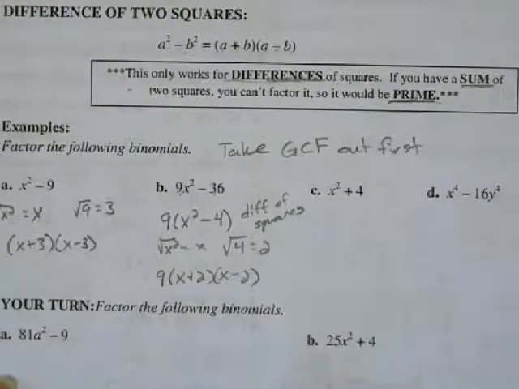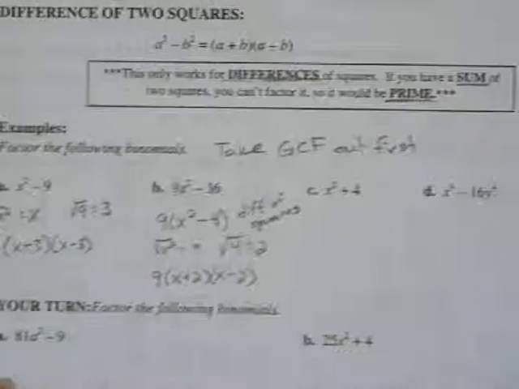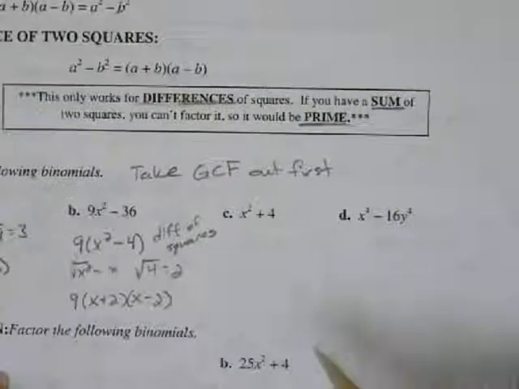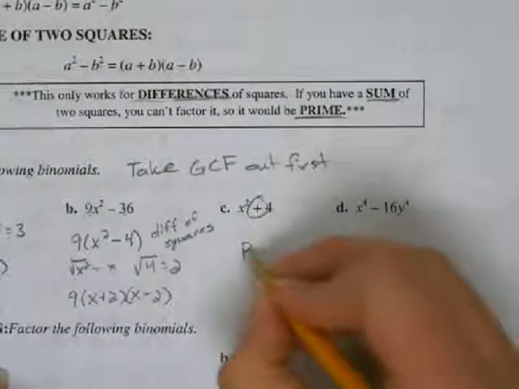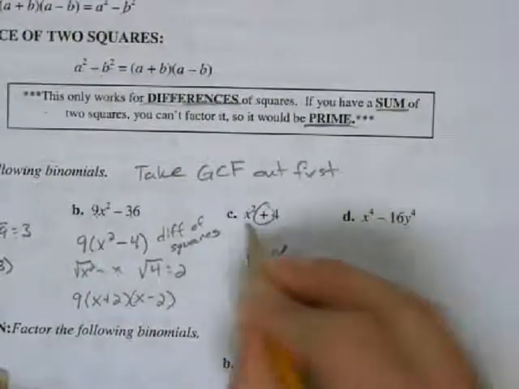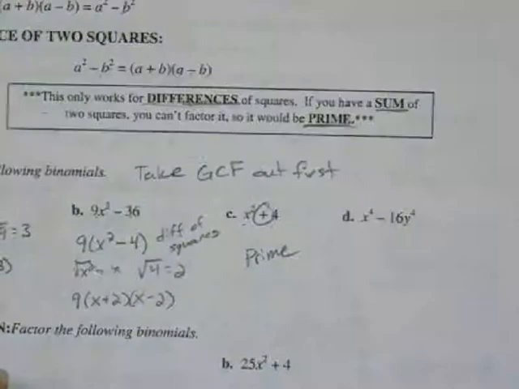Okay, find those two numbers, square root both of these, you get x and 2, so we get x plus 2, x minus 2. That's it, you get a plus and a minus of each. Okay, C, super quick, super easy. It is the sum. We don't do the sum, so this is automatically prime. Okay, that is the sum of squares. We do not do the sum of squares.